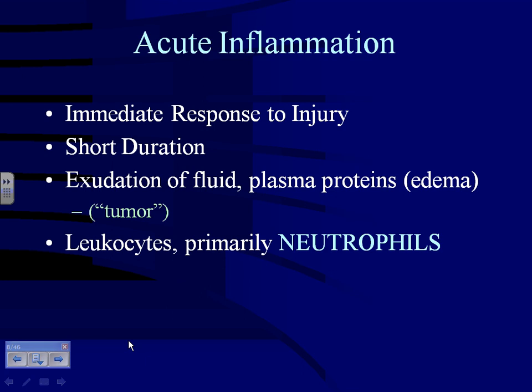Now, tumor is referring to a palpable mass in the tissues. It doesn't necessarily mean a malignant tumor. In this case, we're referring to an inflammatory tumor, okay? Because tumor means an abnormal growth, right?